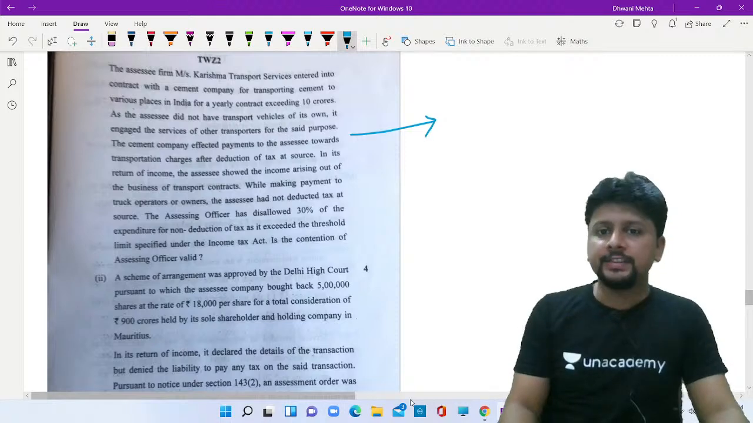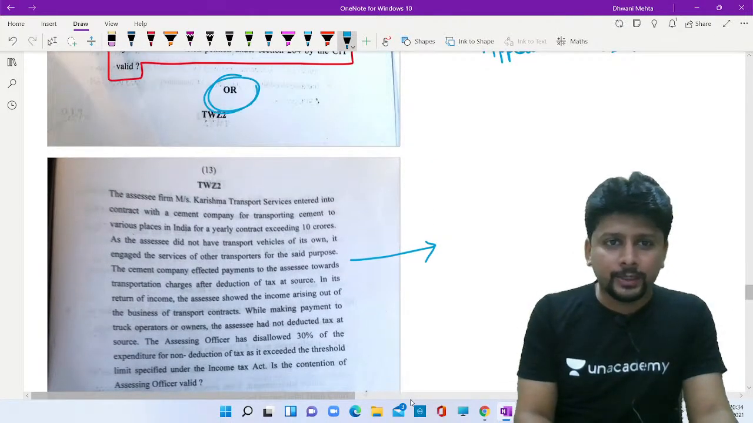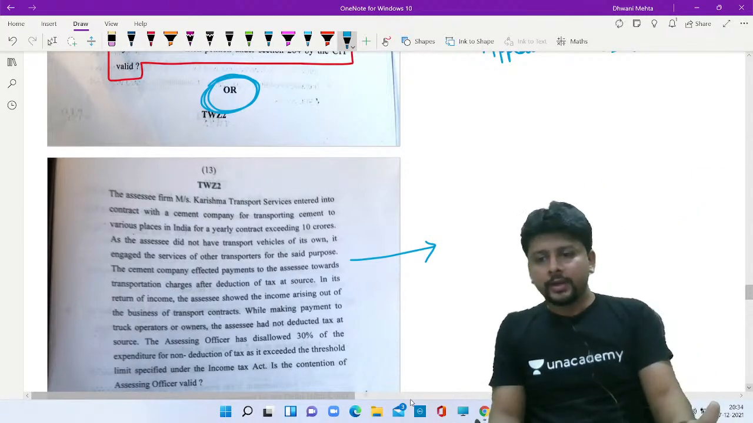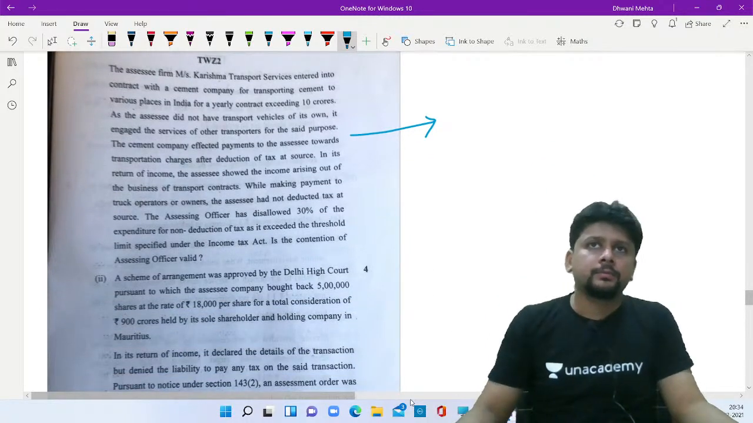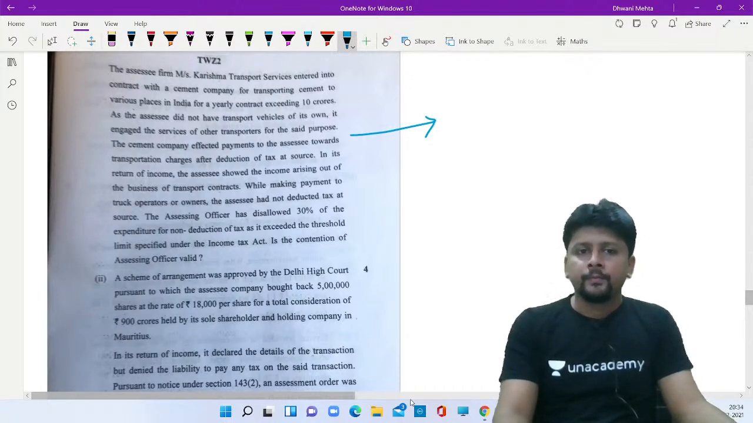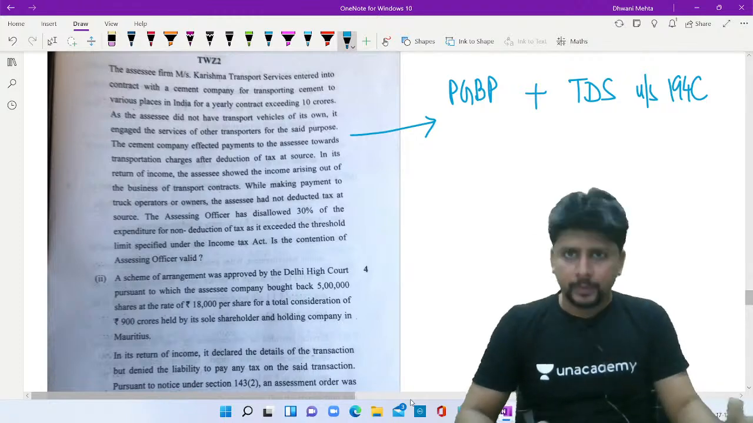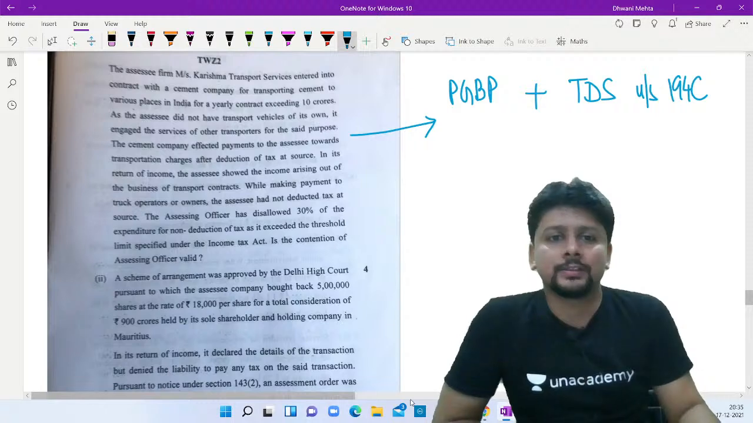This was an easy part. So the saving grace here was that there was an "or" mentioned. So if you were unclear about section 264, you could have racked your brains on this. Here it sounded like a question based on PGBP, but you also required some knowledge of TDS under section 194C. Frankly speaking, this was manageable, much more manageable as compared to the sum that we just discussed.